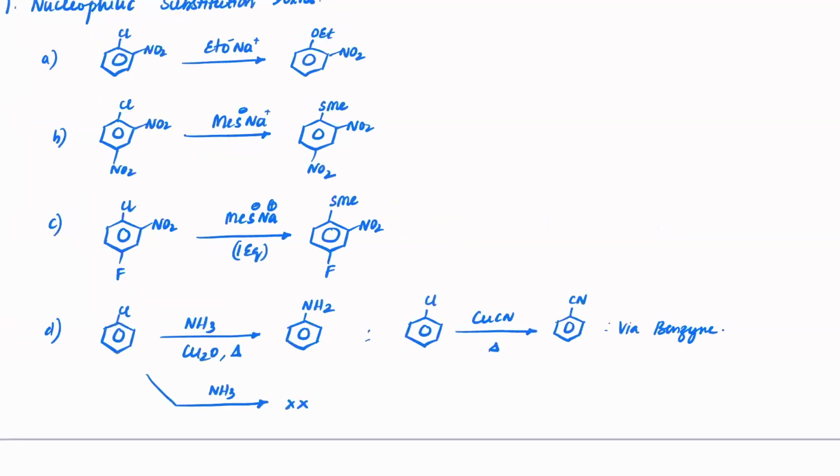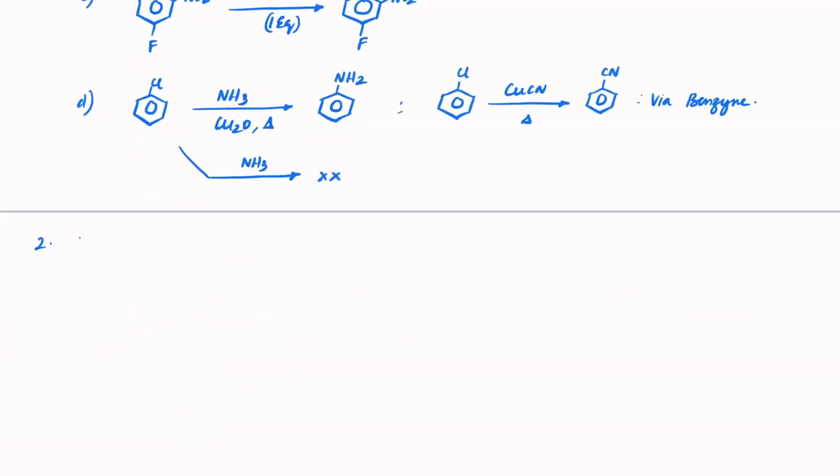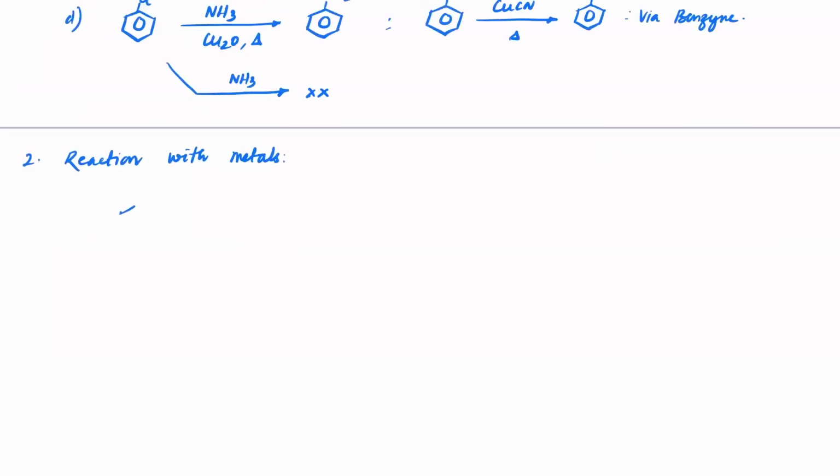Got it? Now, second, reaction with metals. Reaction with metals. This we have done before, right? It's just repeat reactions. That is, first, if you have chlorobenzene and react with sodium in the presence of ether, imagine taking 2 moles of it. So you will get two benzene rings connected with each other like this, correct? And this will become biphenyl plus 2 moles of NaCl.